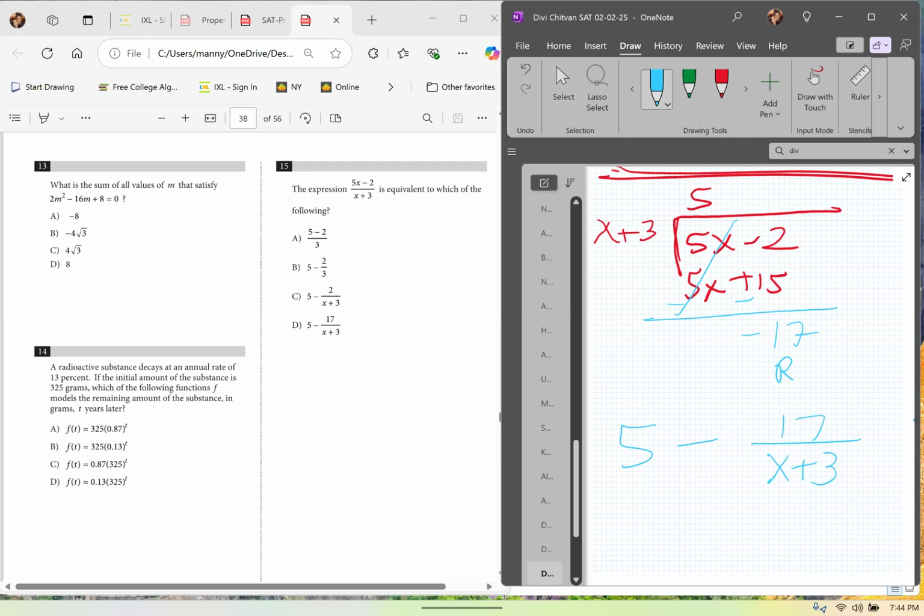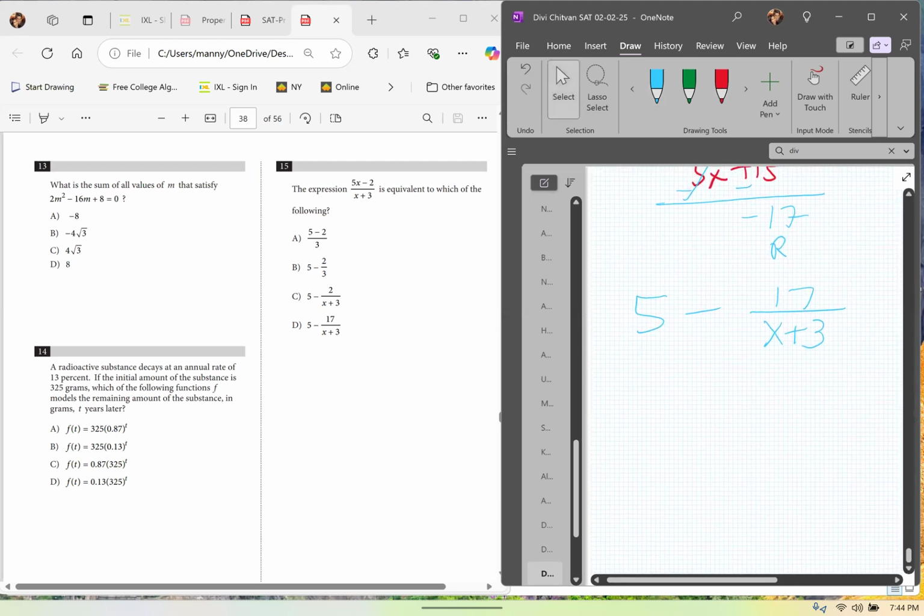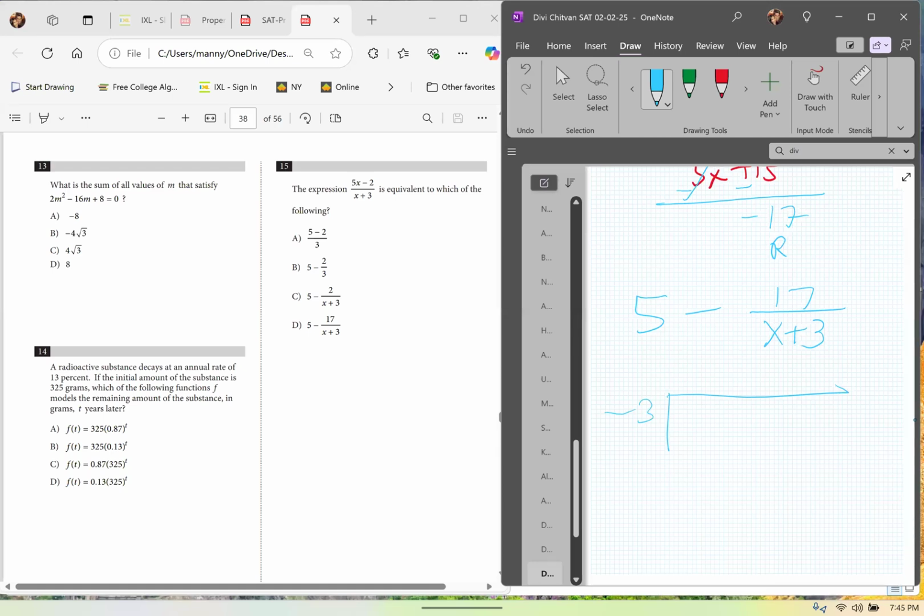Another way of dividing is through synthetic division. You can do that here also, because if x was negative 3, so I should put negative 3 here. We have 5 and minus 2. So 5 comes down. Negative 3 times 5 is negative 15. Add that, and it's negative 17. So that's your remainder. And you have the same answer.